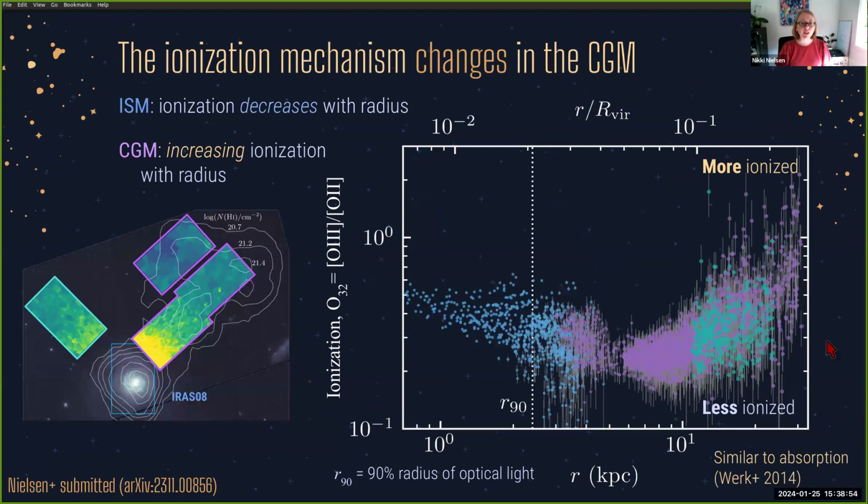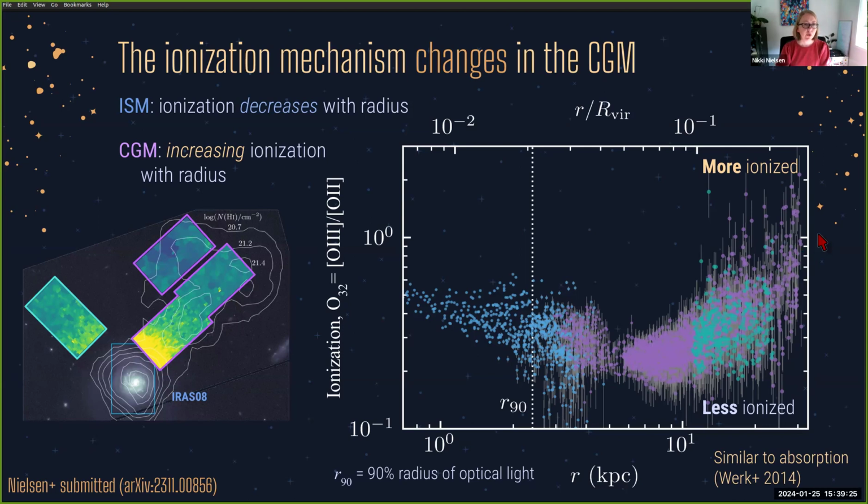Because we have multiple lines, we can start to look at line ratios. Here is the ionization, from the [O III] to [O II] ratio, as a function of distance from the galaxy. We find that the ionization decreases in the ISM with radius because you're moving away from the H2 regions that are photoionizing the gas. And then it levels off. Once you get into the CGM, we find increasing ionization with radius. And this increasing ionization is similar to what is found in absorption.